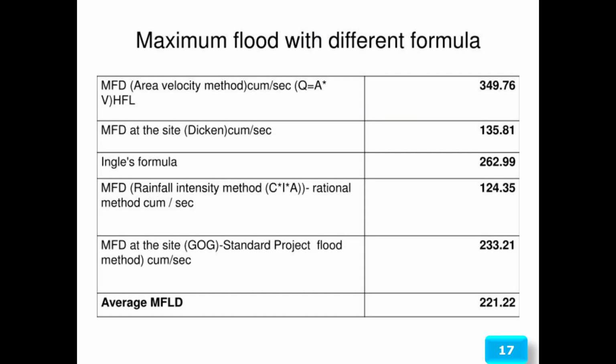The maximum flood discharge by different formulas: the MFD by the area velocity method in cumecs, Q is equal to A into V up to HFL, and we get this much value from here. Then the MFD at this site by Inglis formula in cumecs. Then the MFD by the rainfall intensity method, C into I into A, the rational method, gives 124.385 cumecs. Then the MFD at this site by the standard project flood method is 223.21 cumecs. The average MFD is equal to 22.22.